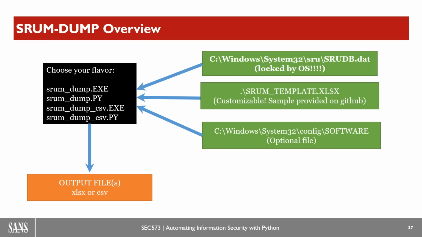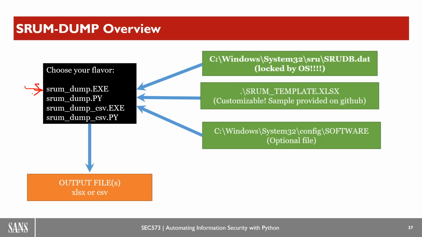So what SRUM Dump does is it takes in 3 files. Well, technically 2 files and 1 optional file. And then it creates an output file. Now there's different versions of SRUM Dump. I've got a srumdump.exe, which is an executable that creates an Excel spreadsheet.